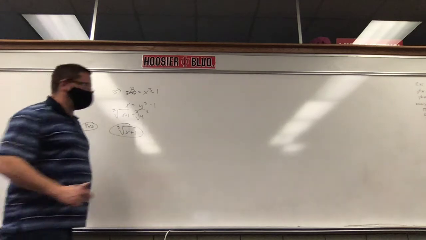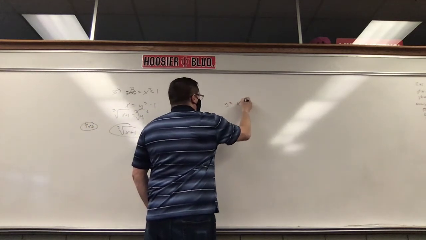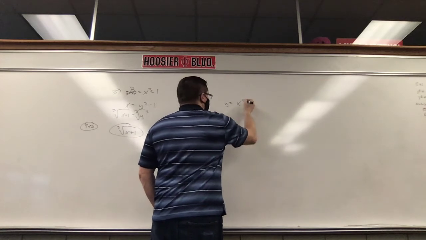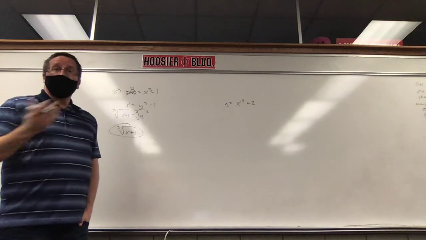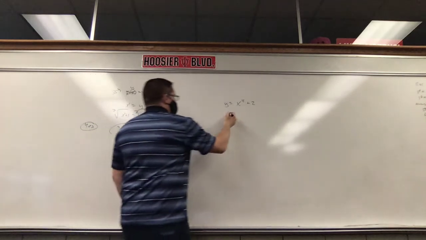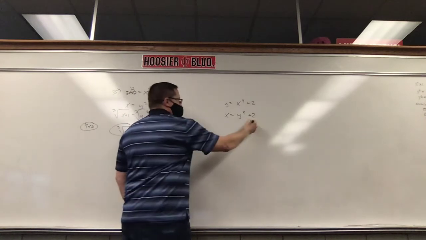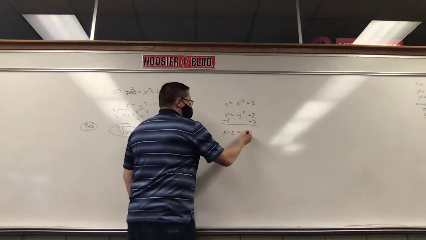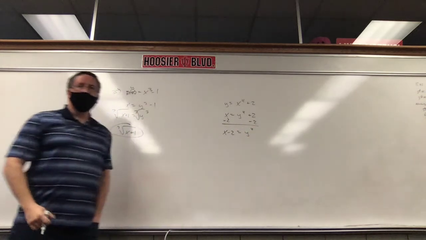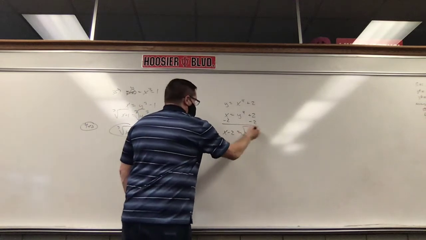Just watch for a second here. If I give you this right here, y equals x to the fourth plus 2, okay? So let's find the inverse of this. So we switch them. x equals y to the fourth plus 2. We subtract 2. And we have x minus 2 equals y to the fourth. Okay, then what do we do? How do I get rid of a fourth power? Fourth root it.